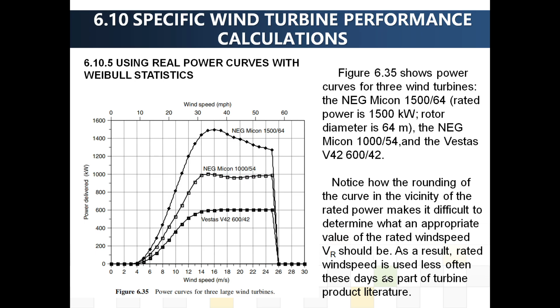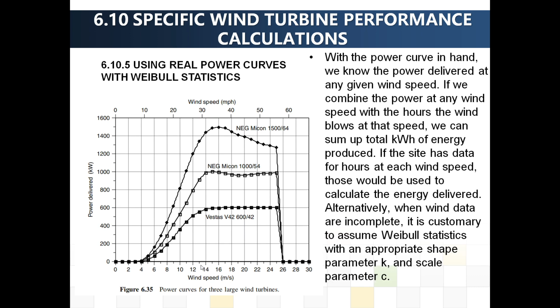Notice how the rounding of the curve in the vicinity of the rated power makes it difficult to determine what is an appropriate value of the rated wind speed VR. As a result, the rated wind speed is used less often these days as part of turbine product literature.